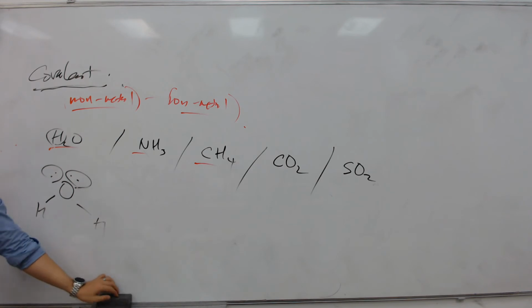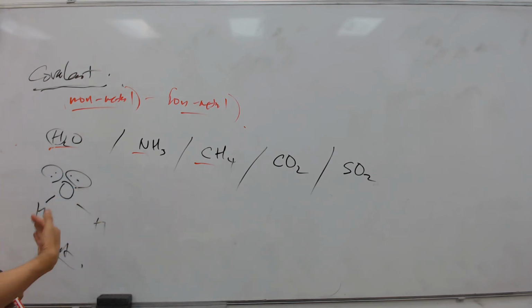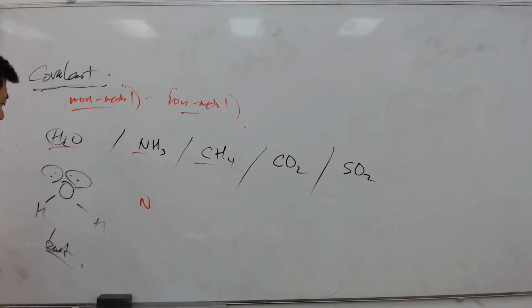Again, I'm not going to go into shapes right now. It's a bent shape, by the way, but I'm not going to get into too much about the shape. If you draw NH3, it's the same thing. Nitrogen goes in the middle because hydrogen cannot be in the middle. So nitrogen in the middle, and hydrogen surrounds it.